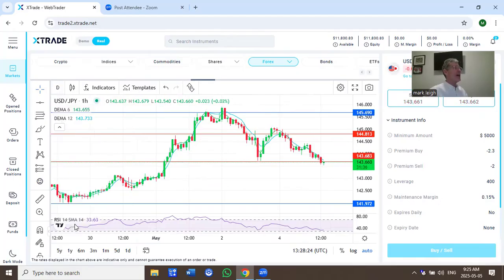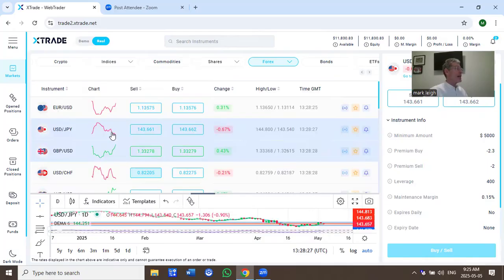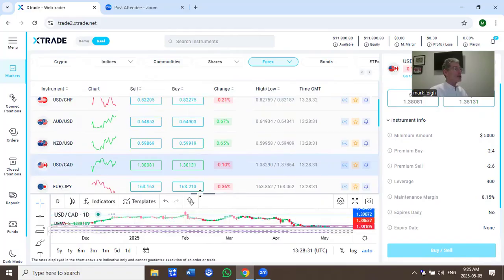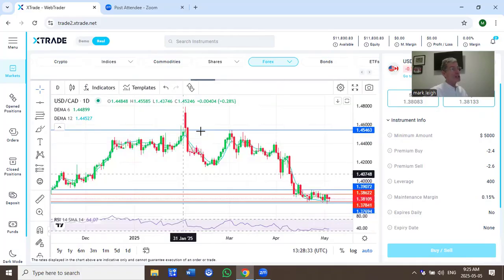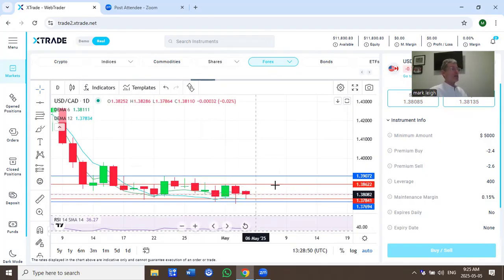Let's have a look at the last of the four majors that we're going to analyze, and that's the US Canadian. Although sitting pretty flat, it's not giving us much to work with, sitting in this tight range. You can see, especially on the 4-hour, 137.85 being support and 138.62 being resistance, but it has been flat all through last week and is sitting right in the middle of that range right now.